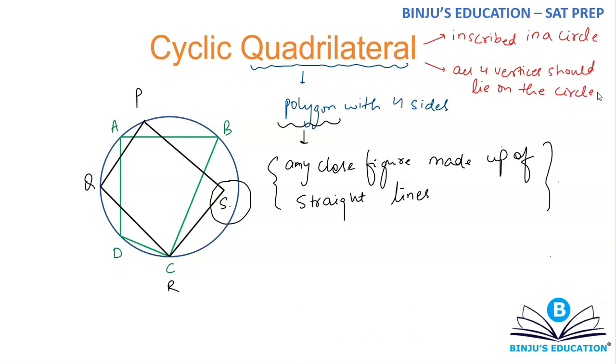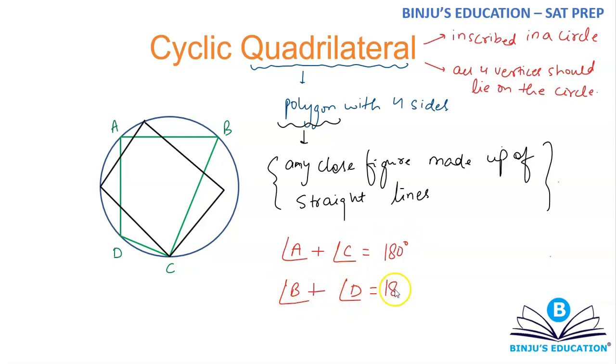Now the property which you need to remember for your exam is that, let me remove PQRS first of all. The property is the sum of the opposite angles in a cyclic quadrilateral adds up to 180 degrees, which means you can say that angle A plus angle C is equal to 180 degrees and angle B plus angle D is equal to 180 degrees. These are the 2 things which you need to remember for a cyclic quadrilateral.